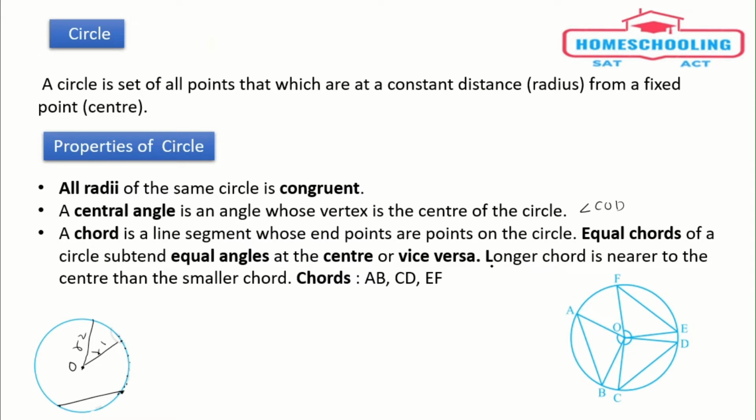And there's one more thing: a longer chord is nearer to the center than a smaller chord. See, this one is a smaller chord. If we take another, longer chord, as you can see, the longer chord is nearer to the center, and the shorter chord, if you take another shorter chord, would be far away from the center.